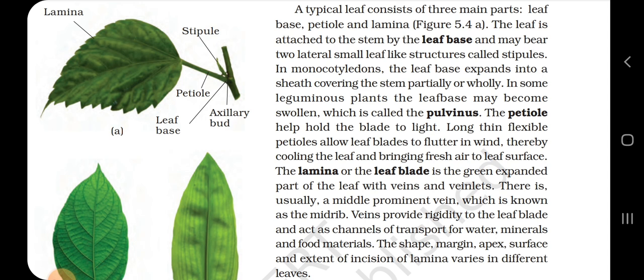The lamina or the leaf blade is green and expanded, usually with a prominent middle vein which is known as the midrib. Veins provide rigidity to the leaf blade and act as channels for the transport of water, minerals and food materials. The shape, margin, apex, surface and extent of incision of the lamina vary in different leaves.